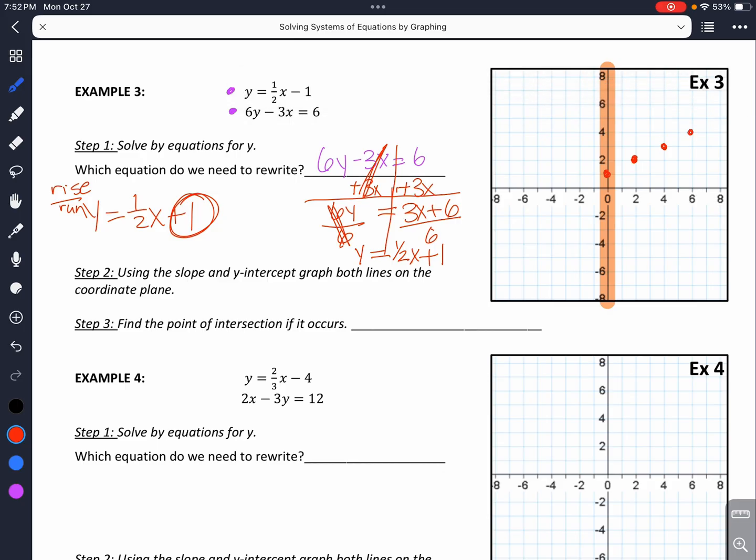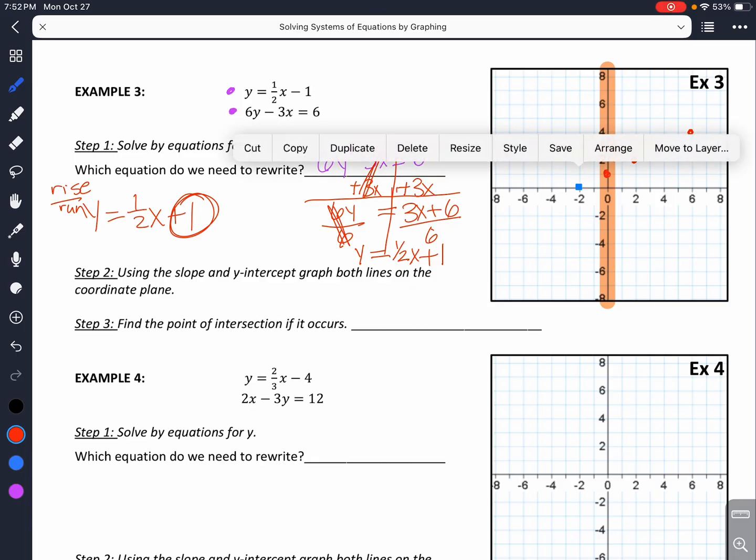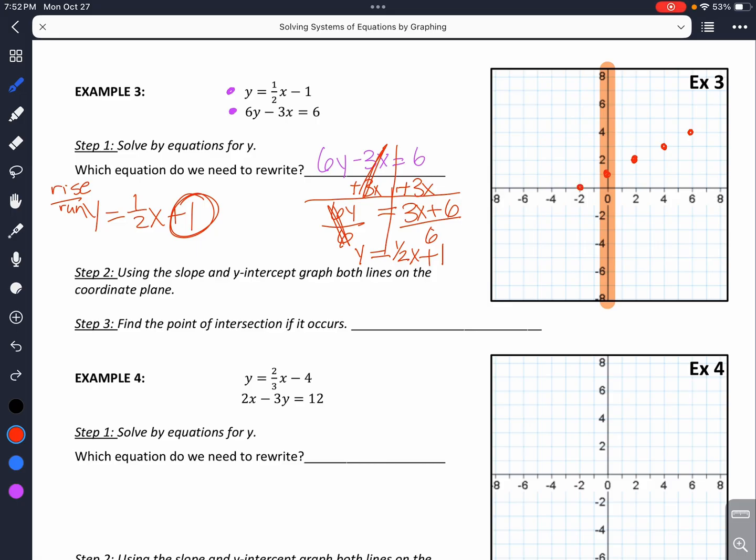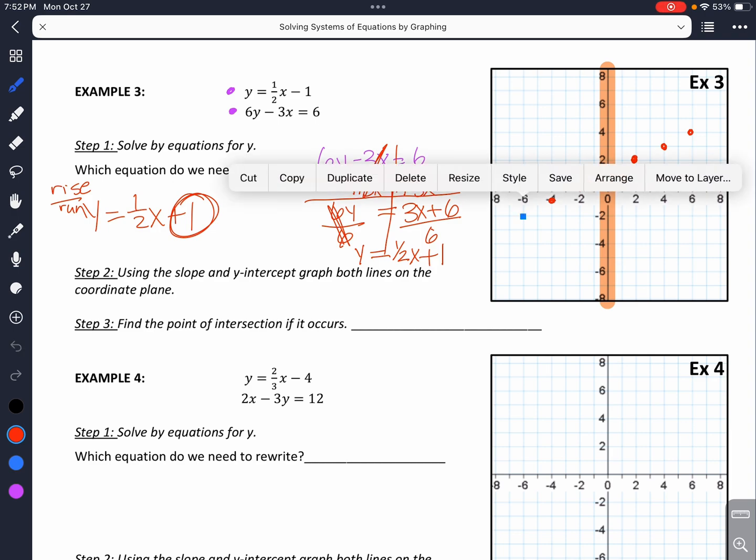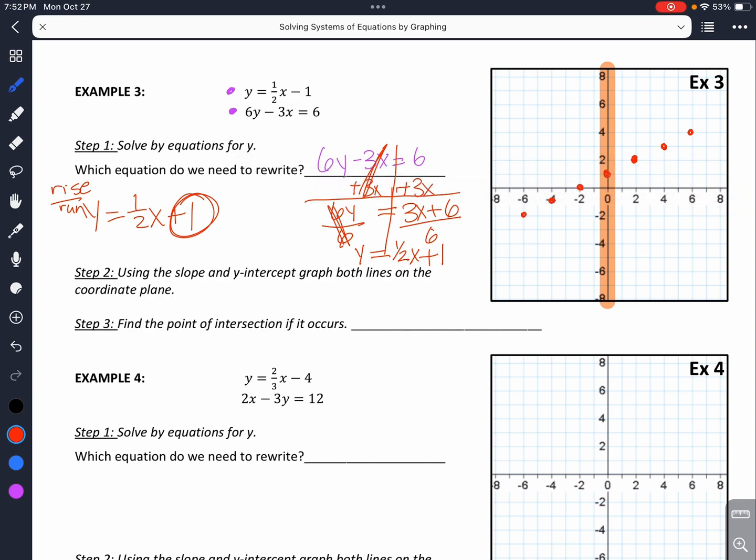And then I want to do the same thing to the left, so I'm going to do the opposite. I'm going to go down 1 and to the left 2. Down 1 and to the left 2. Okay? And we have enough points now. We want to do that till we get enough points that we feel confident in drawing our lines. So here's our first equation.